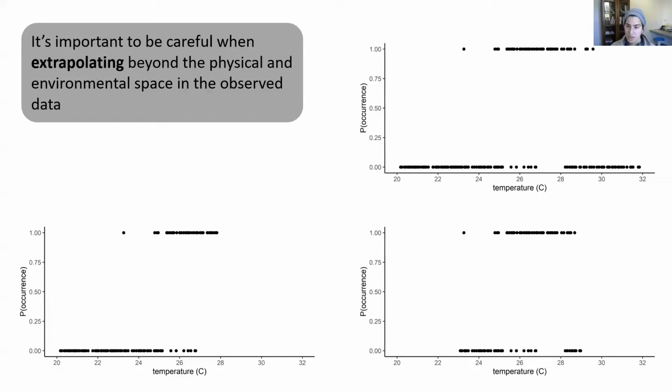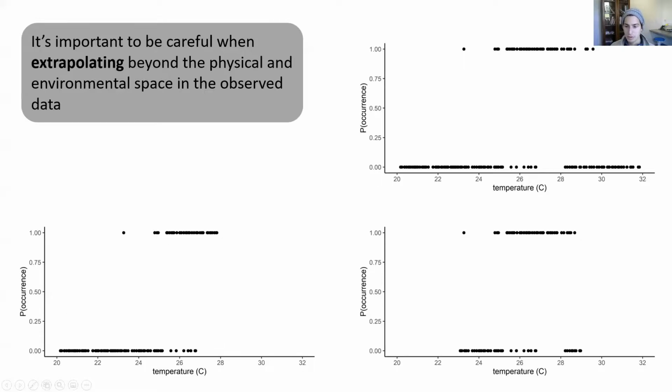So for example, in the top right here, I've surveyed for the species at a range of sites between 20 and 32 degrees Celsius. In the bottom right, I've surveyed a much narrower range of temperatures, but I've still captured the thermal optima and some suboptimal conditions. In the bottom left, I've surveyed only the lower range of temperatures. I've captured sites that are too cold and sites that are just right, but I haven't captured anything that's too warm.